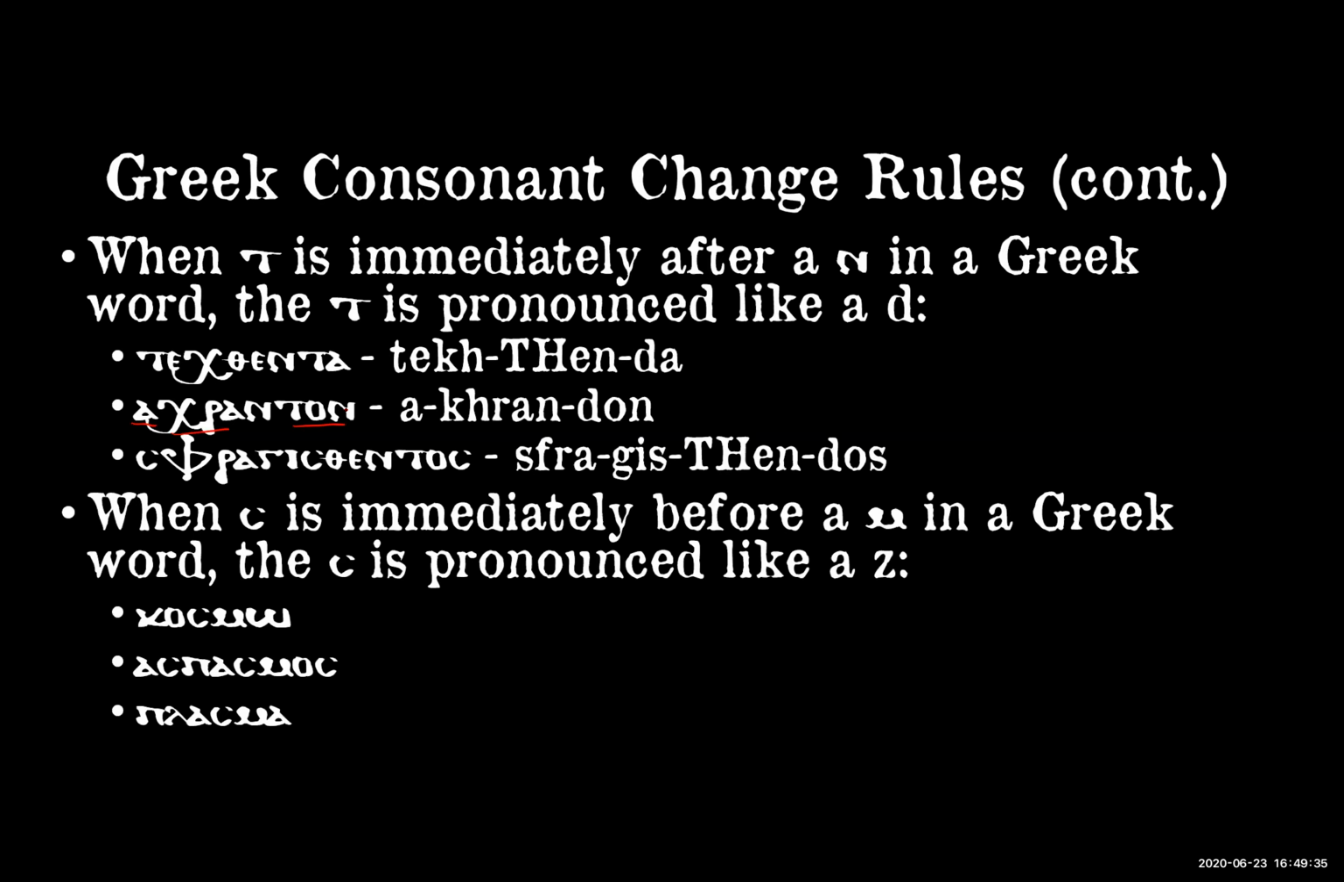Now we have a similar rule, but it's the opposite. So when we have a sigma immediately before a mi, then the sigma becomes a Z. Again, this is only for Greek words. So a Coptic word, like the word for blessed, smaroot, it's still an S sound. But if it's in a Greek word, like the three I have on the left, the S becomes a Z.